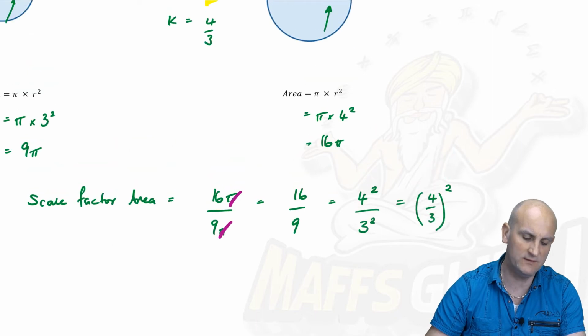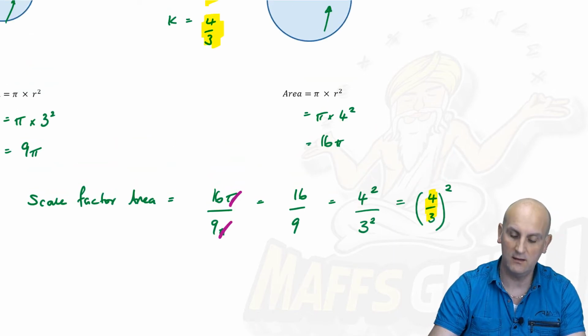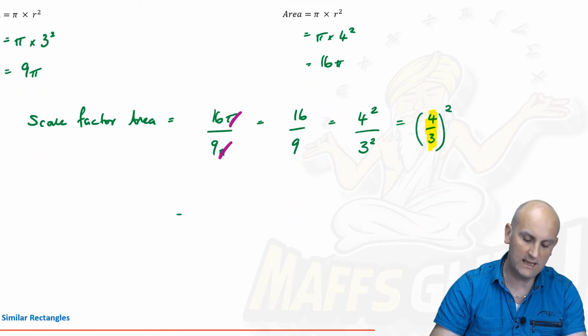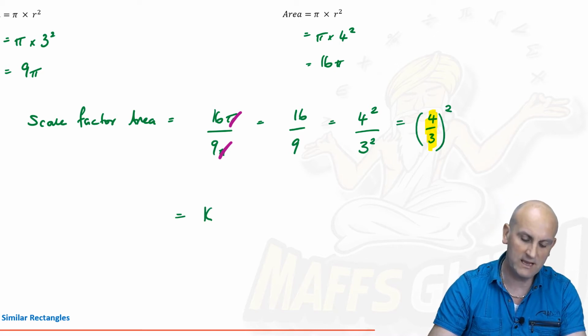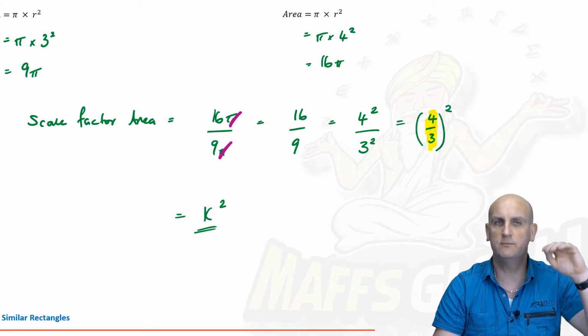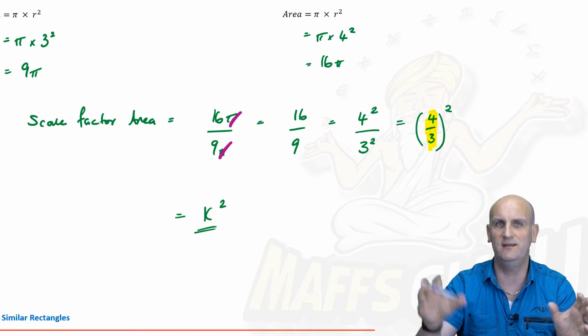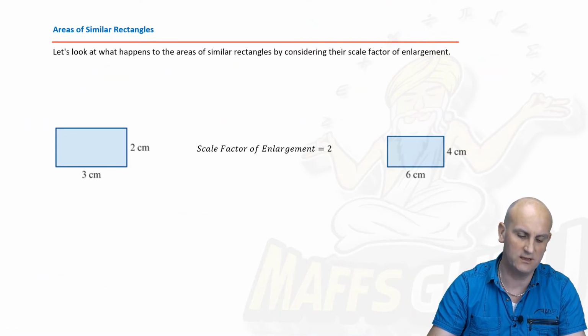Why does that value seem ever so familiar to me? Oh my goodness, there is my K. It turned out that my scale factor for how much larger my area got became K squared. So I took my smaller area and multiplied it by the value of K squared, and that gave me my bigger area. Does that work with other shapes? Well, let's have a look.